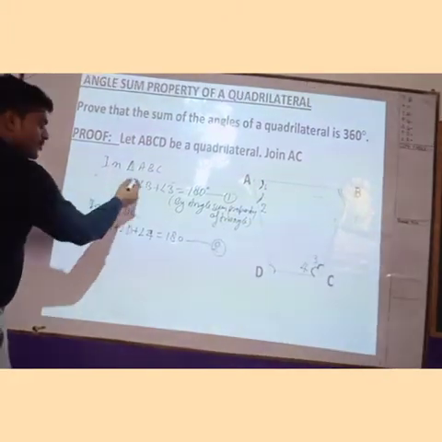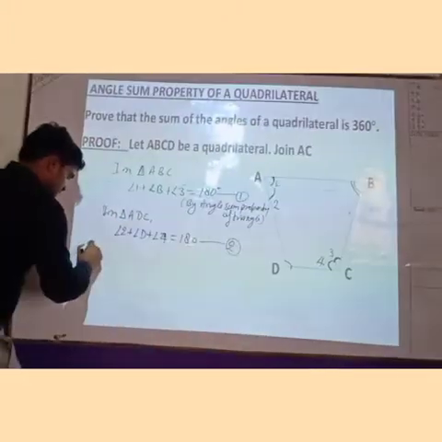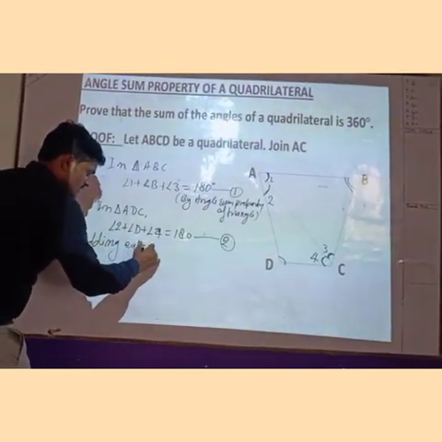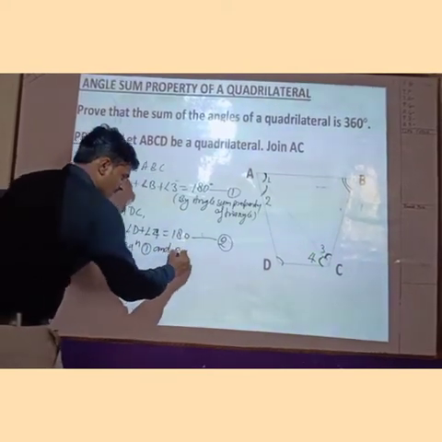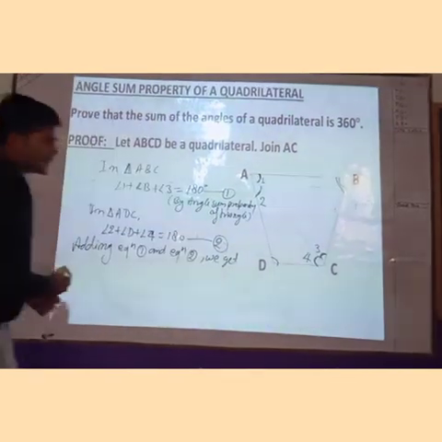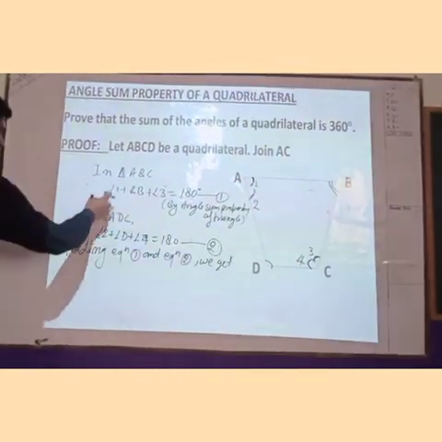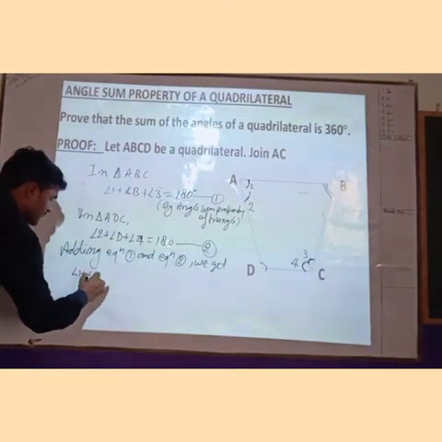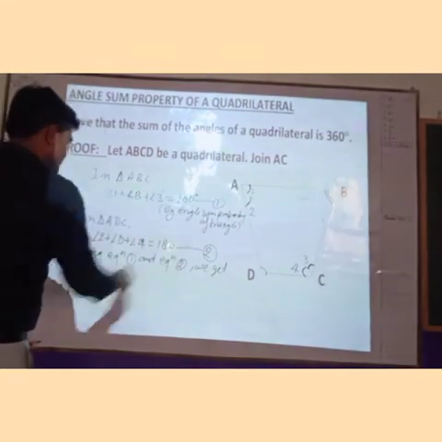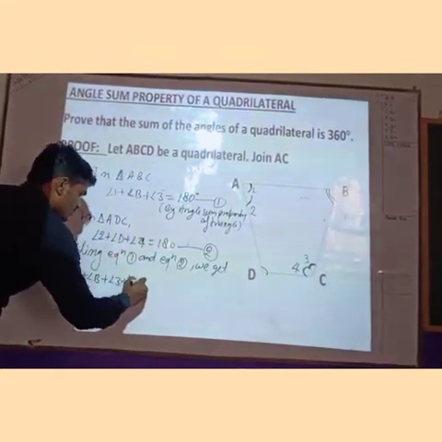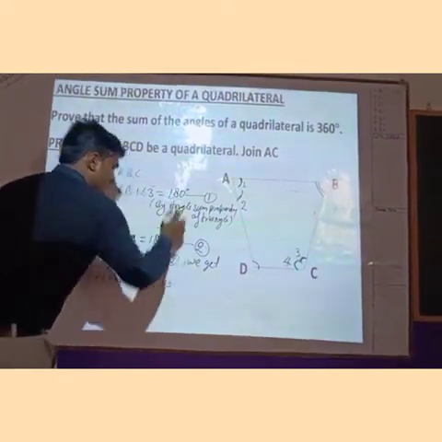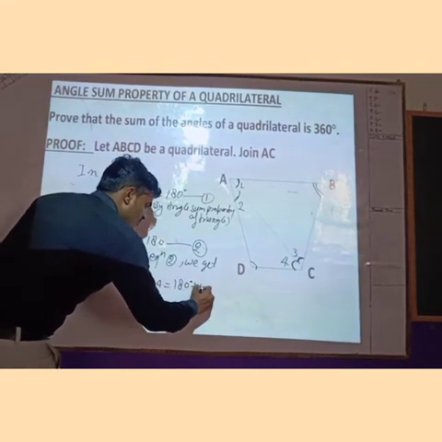Now children, we will add these two equations. So adding equation 1 and equation 2, what do we get, children? When we add them, left hand side is added to left hand side and right hand side to right hand side, so we get angle 1 plus angle B plus angle 3 plus angle 2 plus angle D plus angle 4 is equal to 180 degree plus 180 degree.